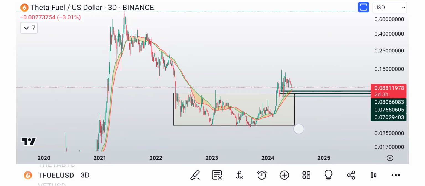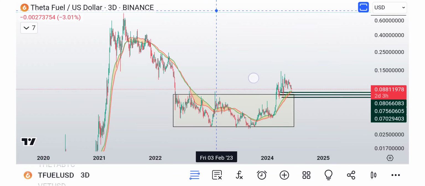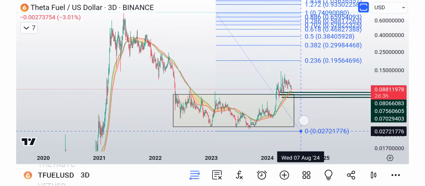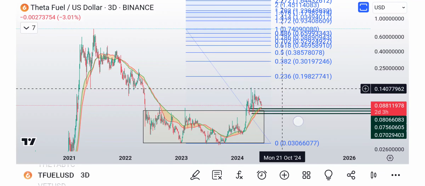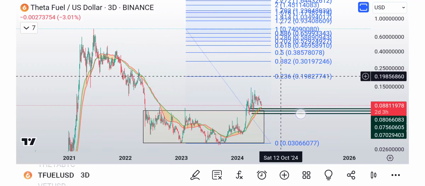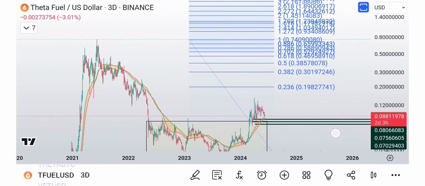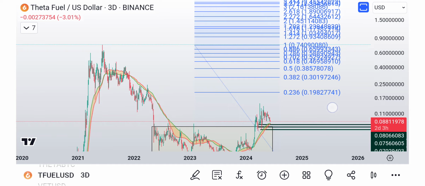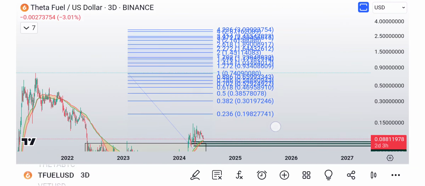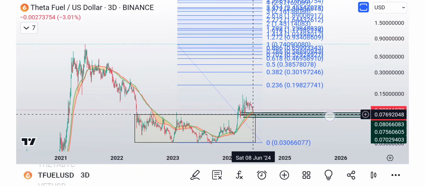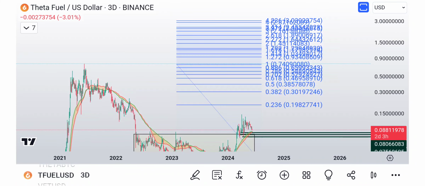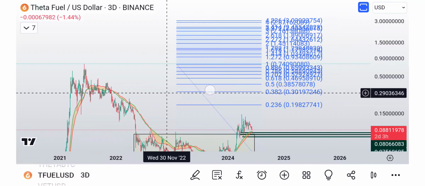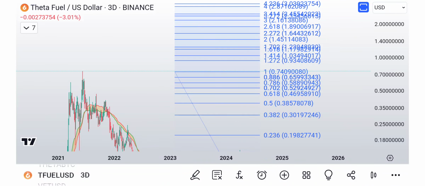But some quick targets here. I don't really like talking about targets until we break the 236. We've got to at least break one retracement level to even start talking about retracements. But nonetheless, I do believe we are on our way to that 30 cent, 50 cent area, getting back up into these retracement levels.